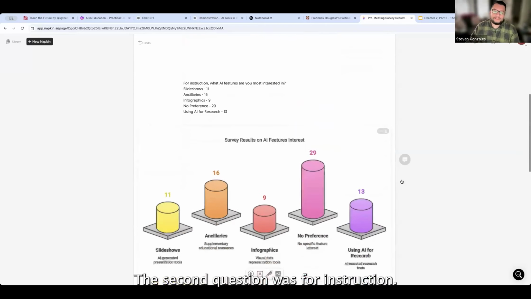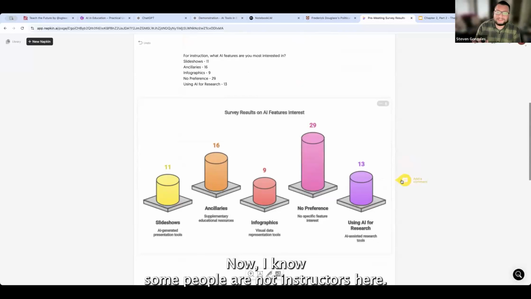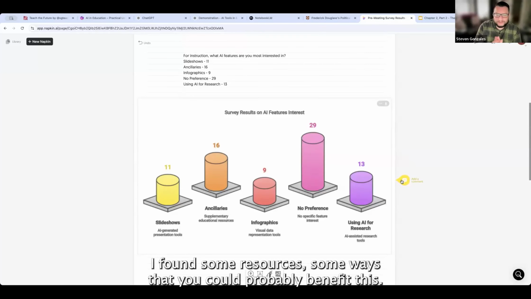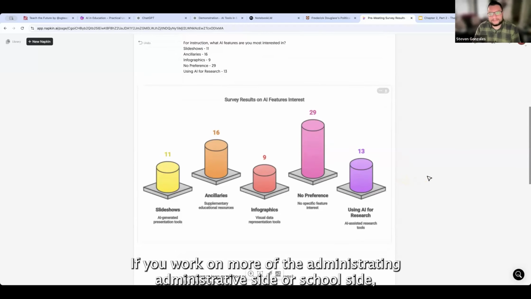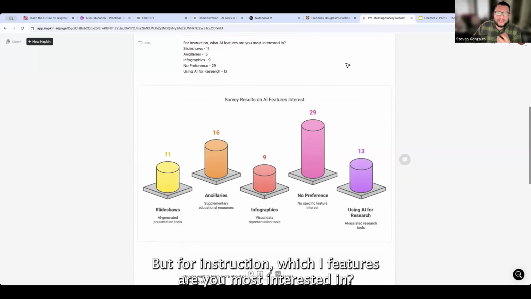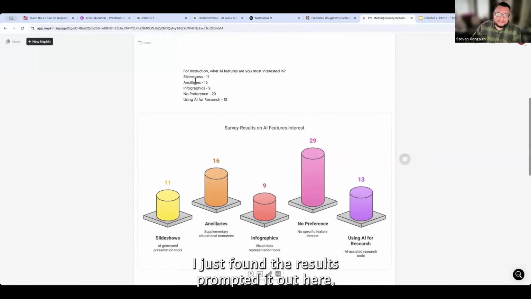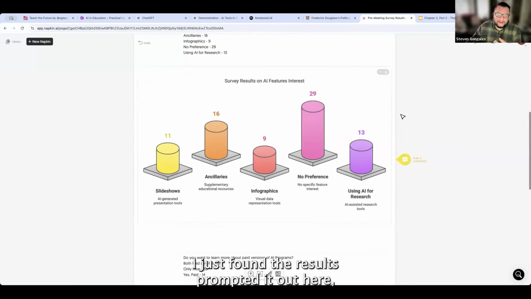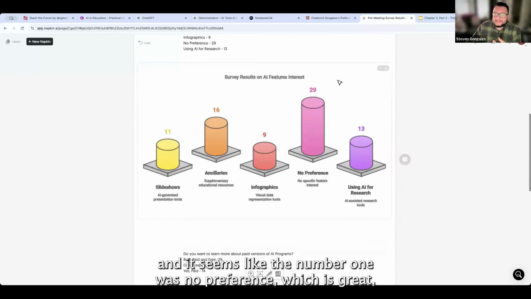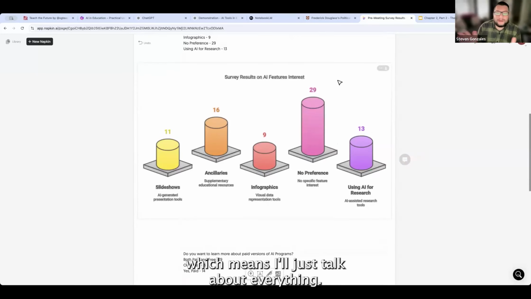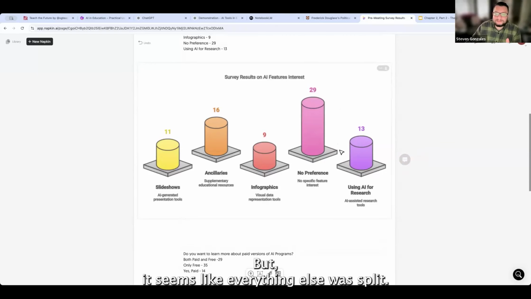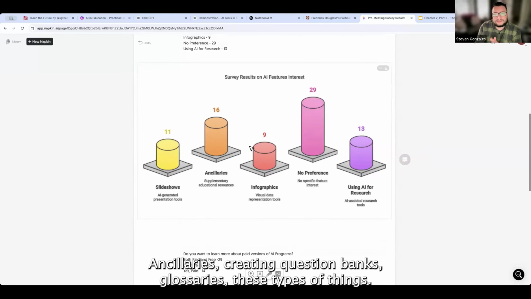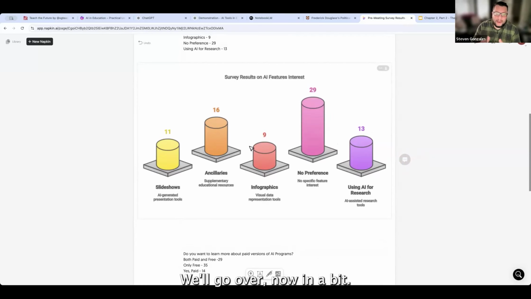The second question was for instruction. Now, I know some people are not instructors here. That's fine. I found some resources, some ways that you could probably benefit from this if you work on more of the administrative side or school side. We'll talk about that. But for instruction, which AI features are you most interested in? I just found the results, prompted it out here. And it seems like the number one was no preference, which is great, which means I'll just talk about everything. But it seems like everything else was split. Ancillaries, creating question banks, glossaries, these types of things we'll go over in a bit.